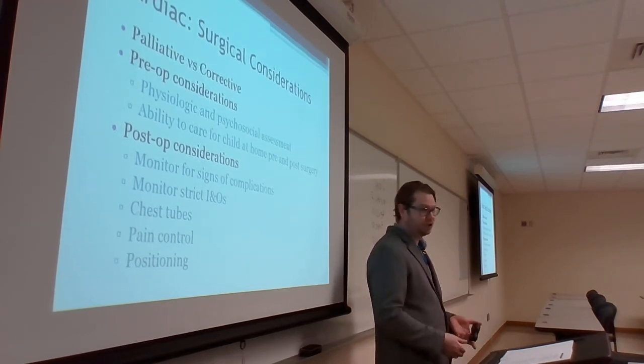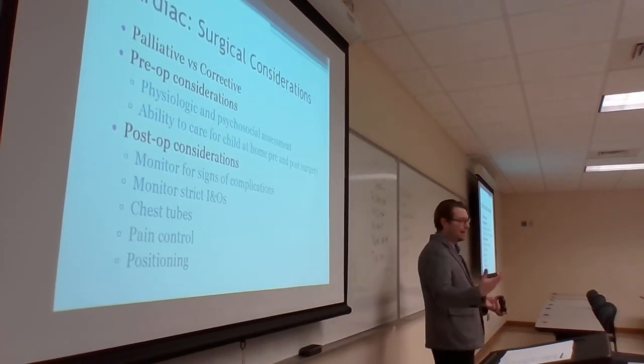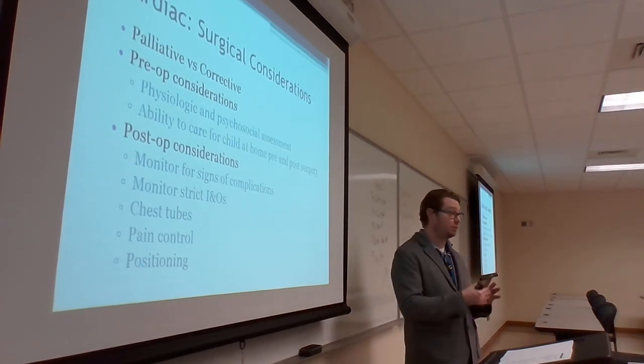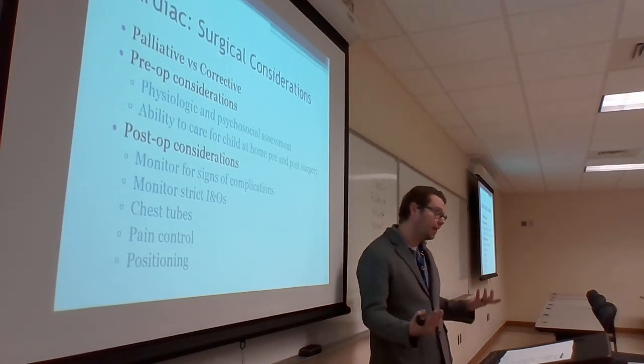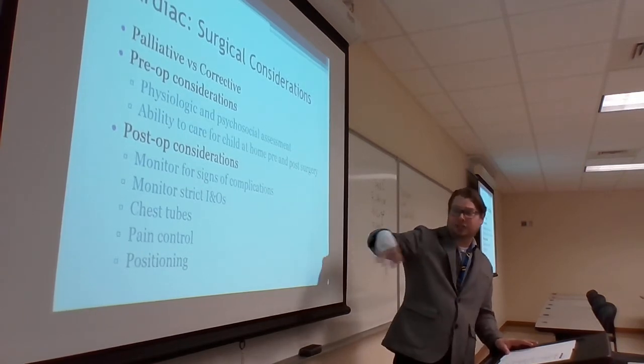Okay. So the ability to care for the child at home pre and post-op is really important. They're not going to do a surgery if this kid's going to go home and immediately have to get readmitted, right? So if that's the case, then they have to figure out some sort of rehab center, or a lot of planning goes into it. Monitor for signs of complications, which could be many.